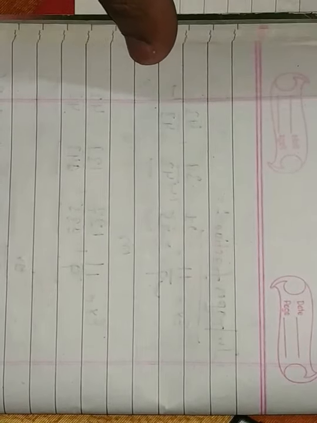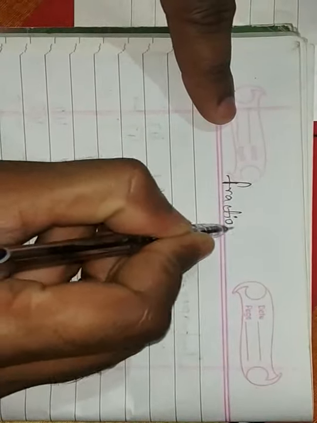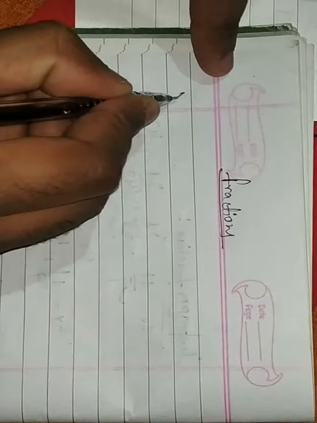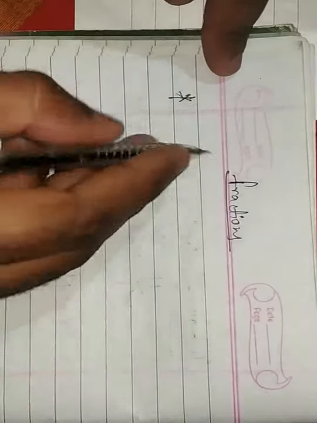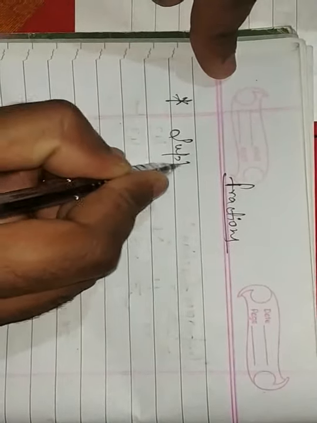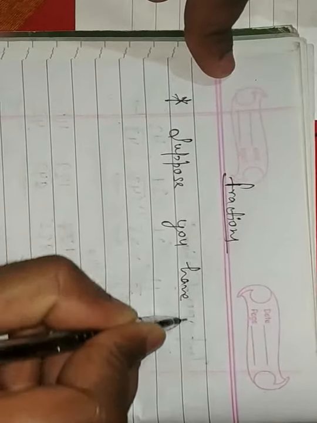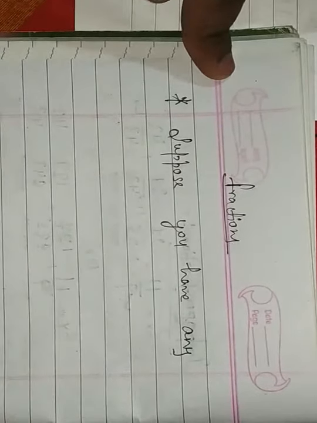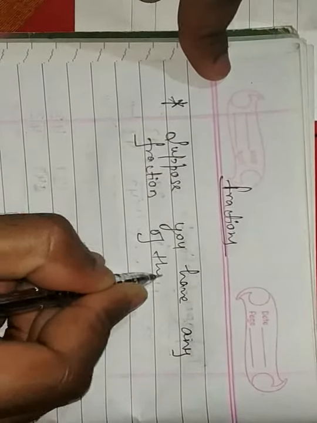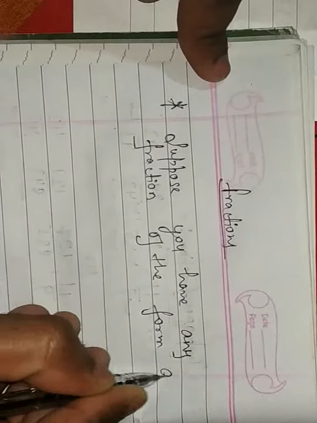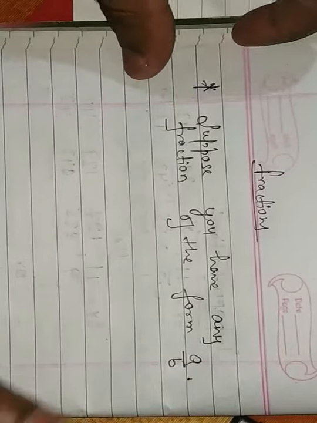So let's start. Fractions. The first thing which we will study today is the main property of a fraction. And what is this main property? Suppose you have any fraction of the form a by b. आपके पास कोई भी एक fraction है which is of the form a by b.